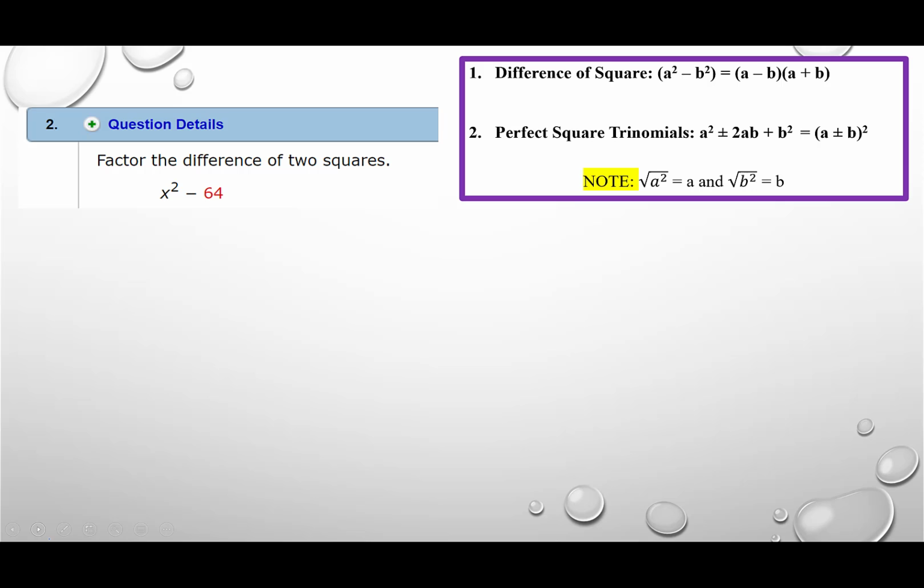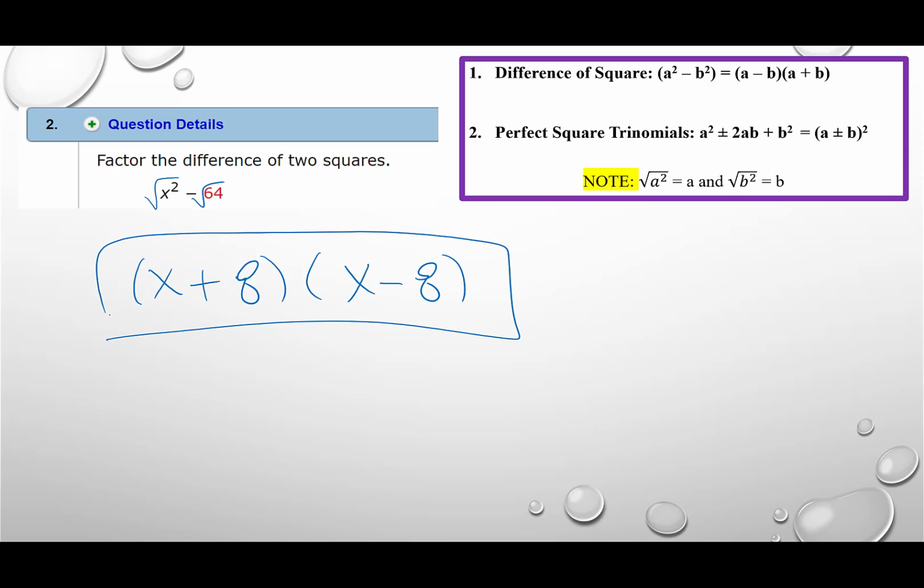Okay, so let's take a look at this first example. This says factor the difference of two squares. So if you look in the purple box, the format of the answer, we're going to have two parentheses. The first position is going to be the square root of x squared, which is x. The second position is going to be the square root of 64, which is 8. And then in any order, one set of parentheses needs to have a plus sign and one needs to have a minus sign, and that's your answer.